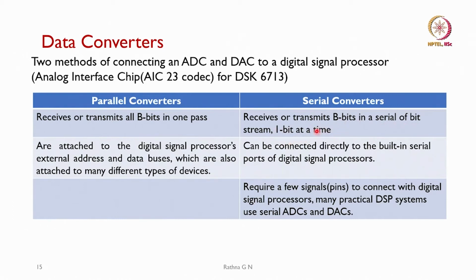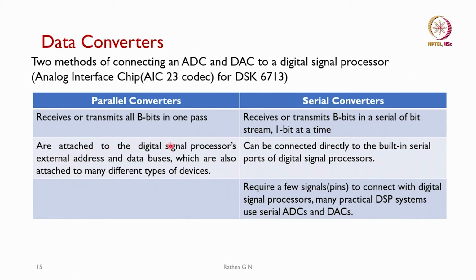What is the consequence of it? If I am talking about 8 bits, B is equal to 8. All the 8 values will come into my system in one clock cycle, whereas when I am using the serial converter, 8 bits will take 8 clock cycles because I am taking 1 bit at a time. So, I have to wait for 8 clock cycles to get the complete data. But what are the disadvantages of the parallel converters? We will see.